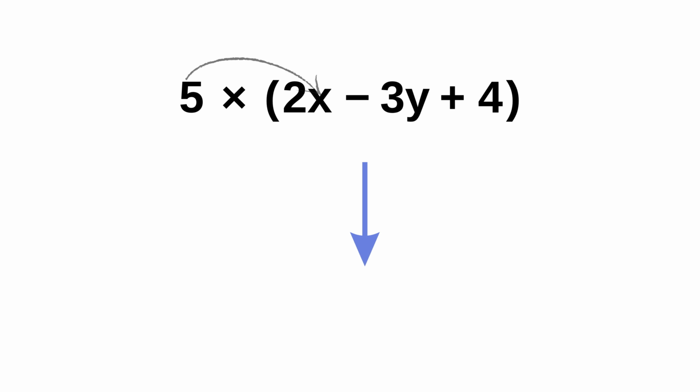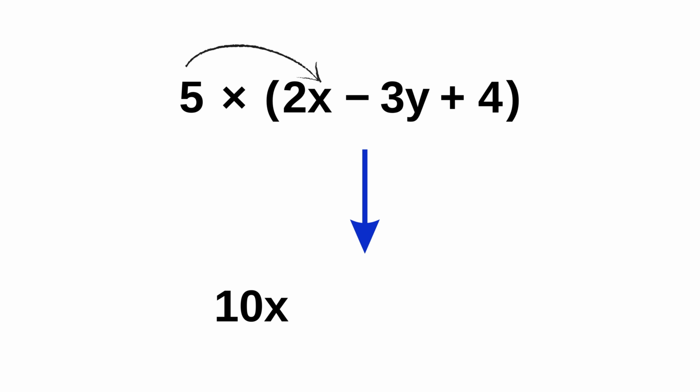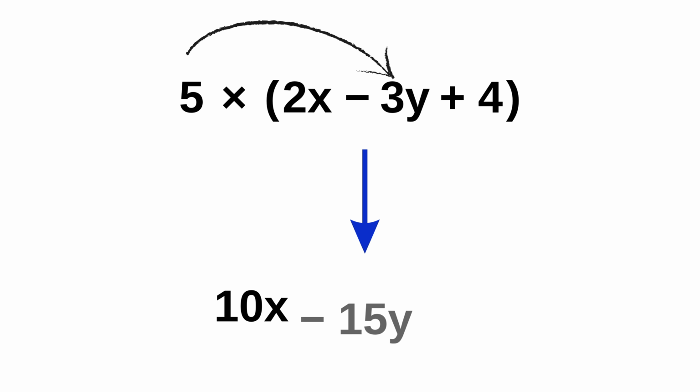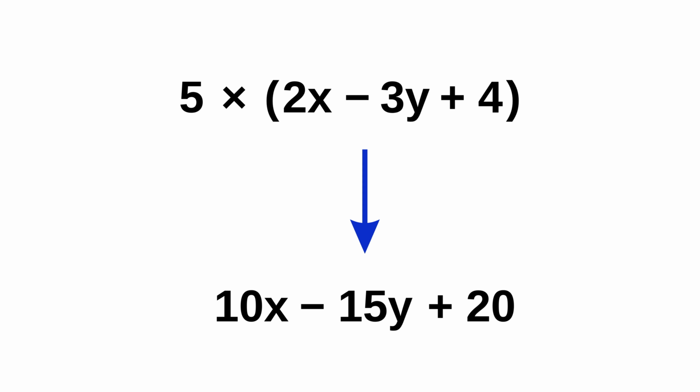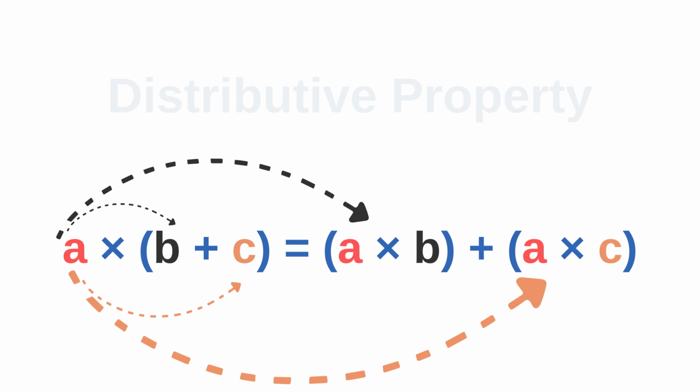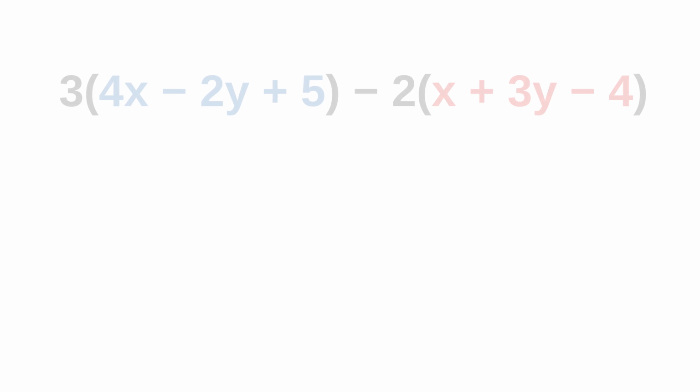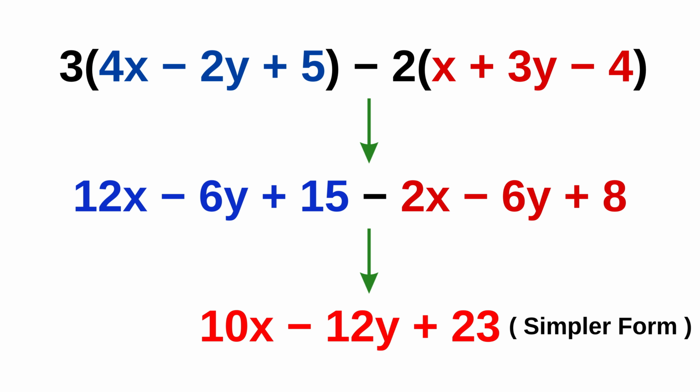So 5 into 2x is 10x. 5 into negative 3y is negative 15y, and 5 into 4 is 20. The expanded expression becomes 10x minus 15y plus 20. This property is extremely useful because it converts grouped expressions into simpler linear forms that are easier to evaluate.